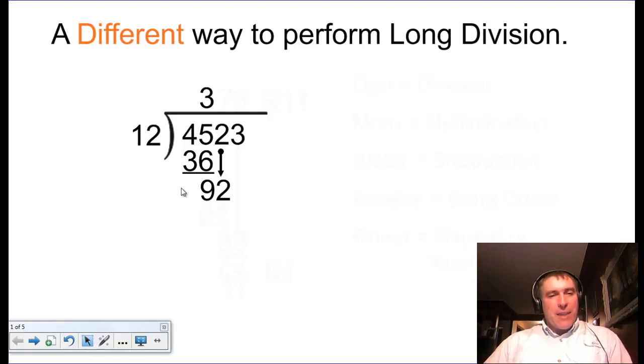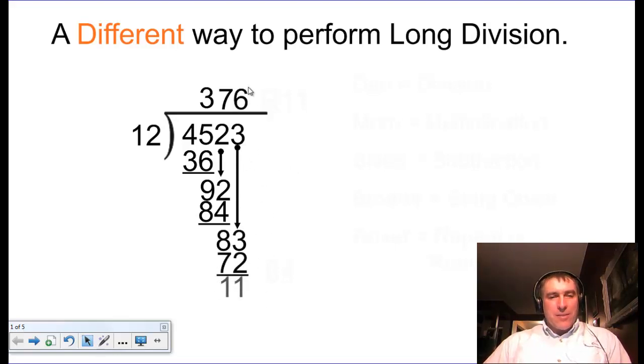So then you'd say, how many 12s in 92? You would divide, and then you multiply, and then you subtract, and then you bring down, and you do the whole thing again. And you end up with your answer. And you get the answer of 376, remainder 11.